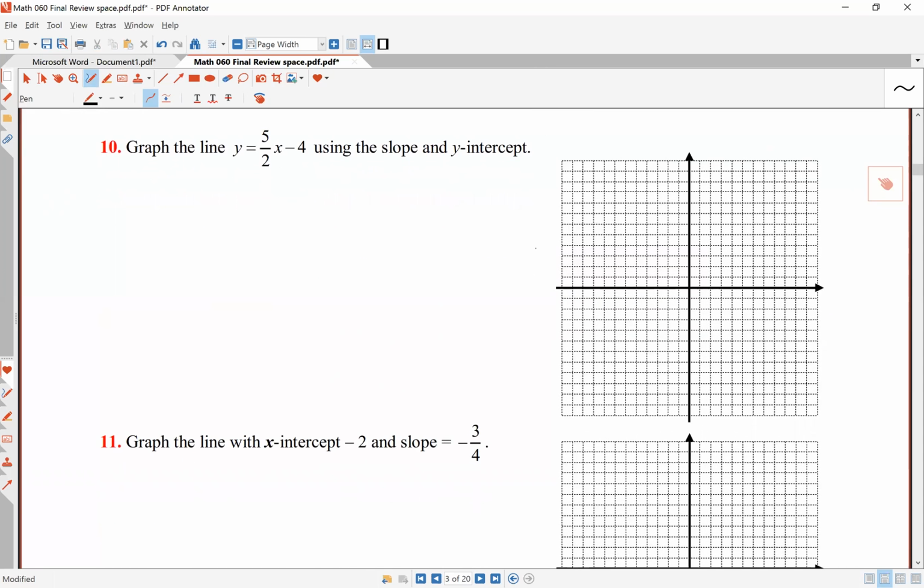Now if we graph this line using the slope and y-intercept, we see the y-intercept is 0, -4, and the slope is 5/2. So we start down here at 0, -4, and then we rise 5 and run 2. Or drop 5 and run 2. And there are our points.